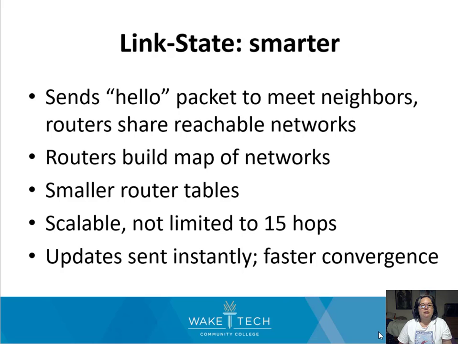It does not save the entire route table of all of its neighbors and its neighbors. So the routing tables are much smaller, and it's not limited, so it doesn't matter if it hits 15 or 16 or 37. It can keep going. It just keeps sending out all the traffic. The updates are sent faster, and this means faster convergence, which is data, voice, telecom all using the same network. So when these things are going faster, the traffic gets through faster.